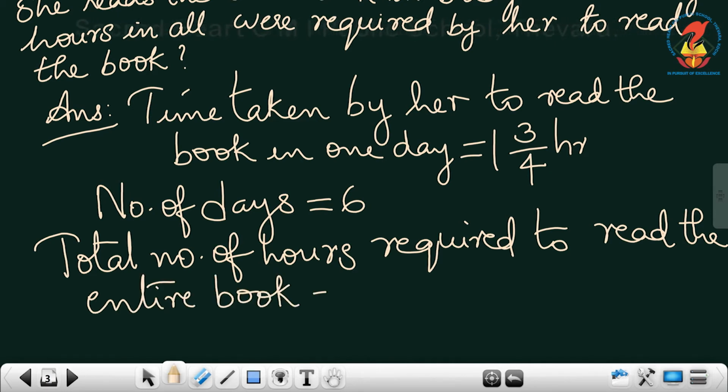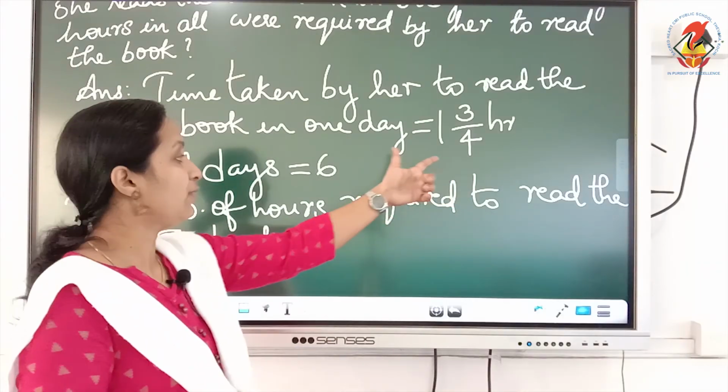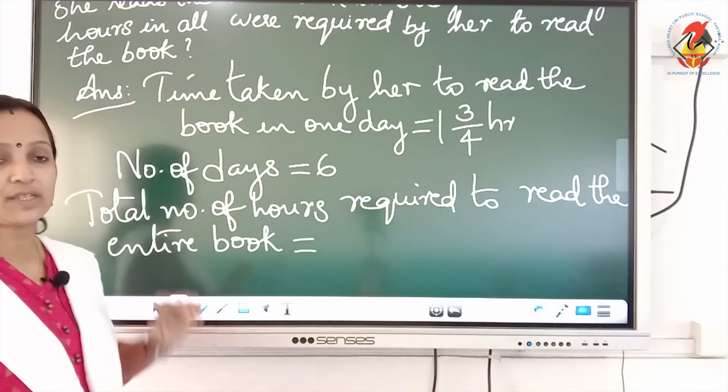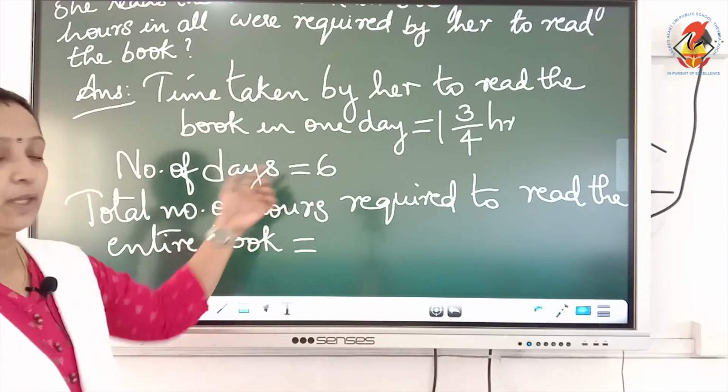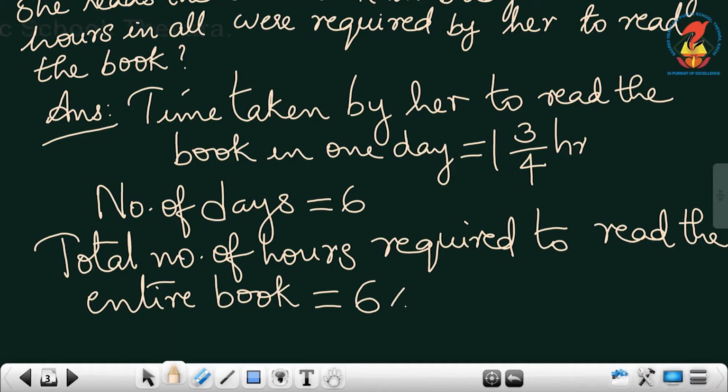1 day she is taking 1 3/4 hour. We have to find the total number of hours required by her to read the entire book in 6 days. So how will we find? 6 into 1 3/4. Okay. So it's a mixed number. You convert it into an improper fraction. 4 ones are 4, 4 plus 3, 7/4.